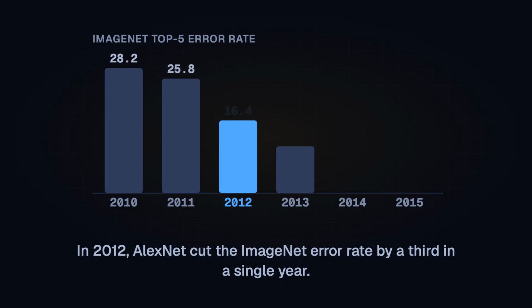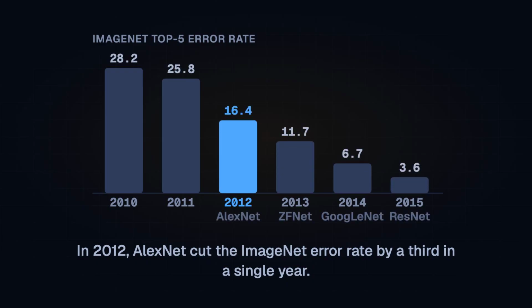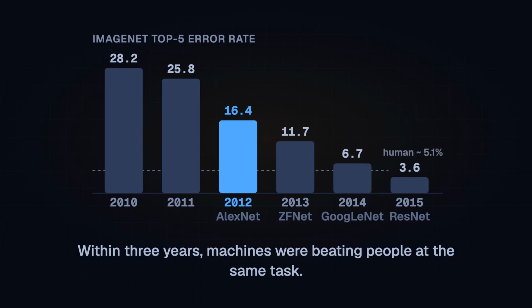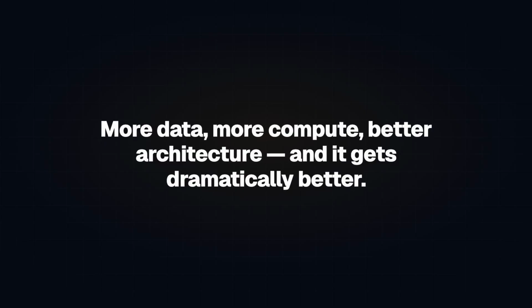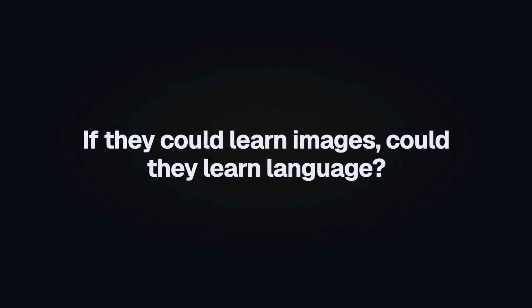In 2012, AlexNet cut the ImageNet error rate by a third in a single year. Not an improvement on the trend, a break in it. Within 3 years, machines were beating people at the same task. The lesson was blunt. More data, more compute, better architecture, and it gets dramatically better. Which raised an obvious question. If they could learn images, could they learn language?